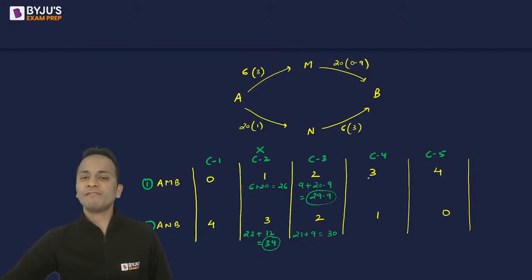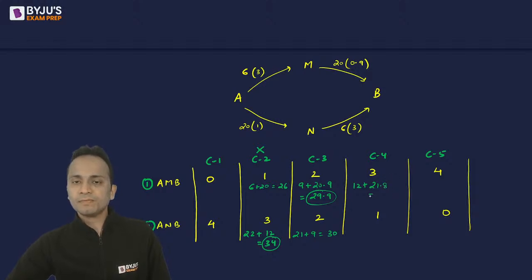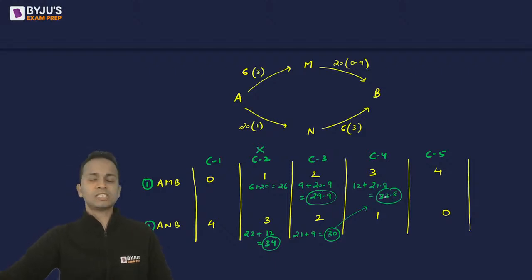Now 3 cars are traveling from route 1 and 1 car will travel from route 2. Let's see if this car is able to save time or not. If 3 cars are traveling from route number 1, they will take 6 plus 3 plus 3, that is 12, plus 20 plus 0.9 plus 0.9, that is 21.8. So this car will take 33.8 minutes. Earlier this car was taking 30 minutes, now it is taking 33.8 minutes. So this car will not decide to switch route. Again, case number 4 is not a feasible case.